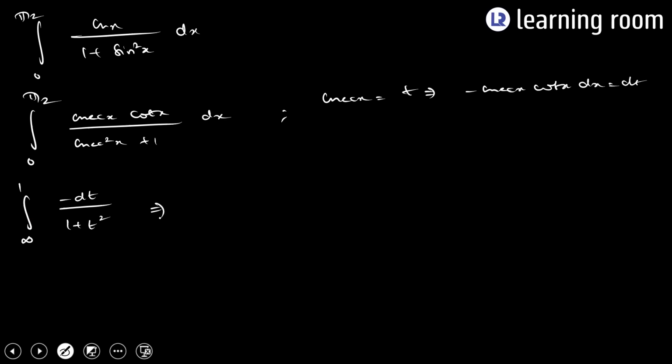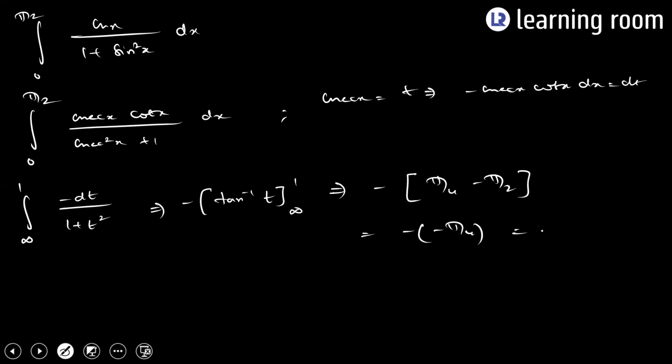You get the same equation. So minus tan inverse of t between infinity to 1. So you get minus pi by 4 minus pi by 2. So minus of minus pi by 4. Pi by 4. You'll get the same answer.